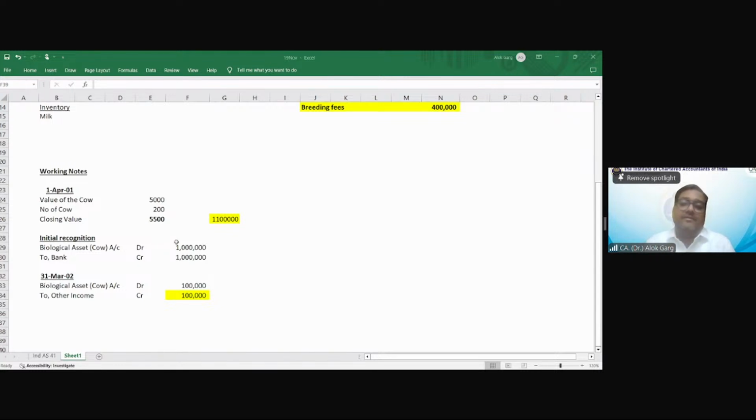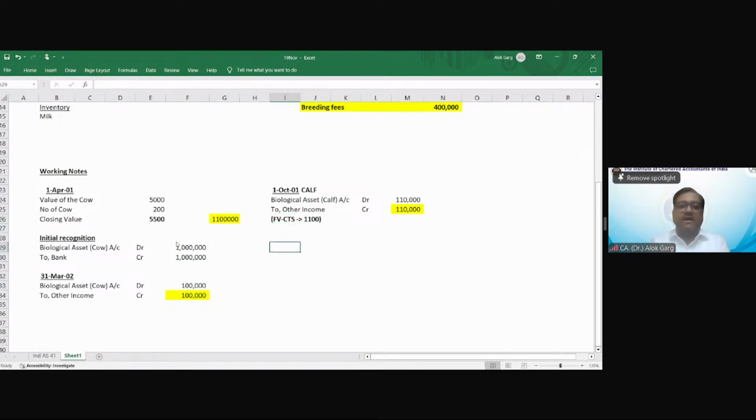1100 multiplied by 100. What is the total value? 1,10,000. What is the accounting entry on the birth of the calf? Accounting entry is biological asset calf account debit to other income, right? Fair value less cost to sell is 1100. Correct?